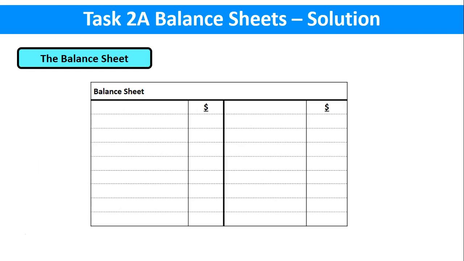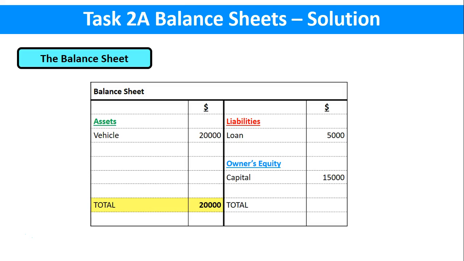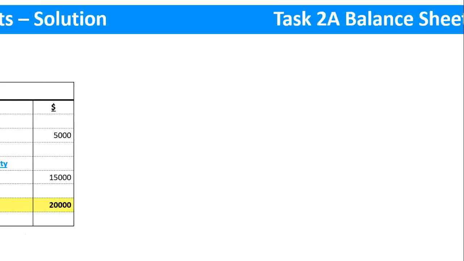So let's look at the balance sheet. We've got a big T on the page. We put the assets on the left-hand side, and we put the liabilities and owner's equity on the right-hand side. And when we total them up, both sides have to equal. Assets must equal liabilities plus owner's equity. So, for instance, if we had a $20,000 car with a $5,000 loan, that would give us capital of $15,000, and both sides would equal $20,000.